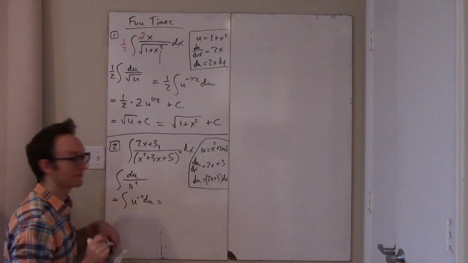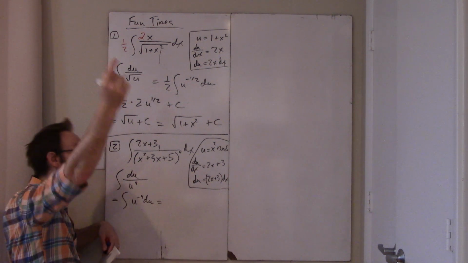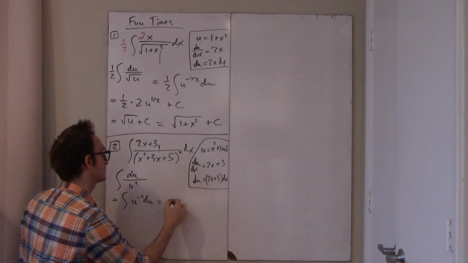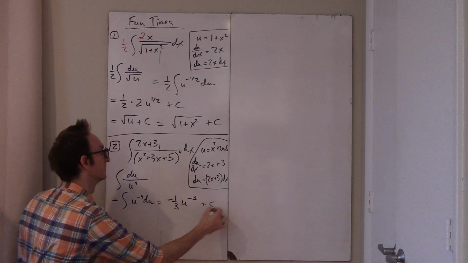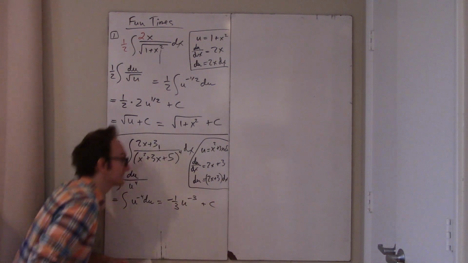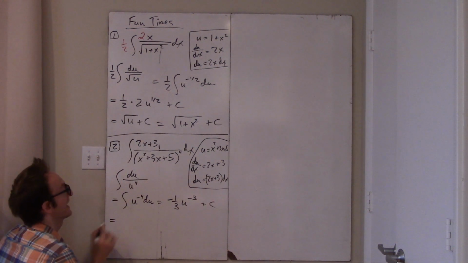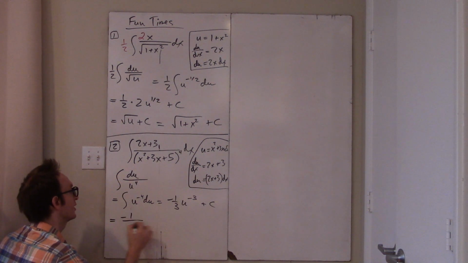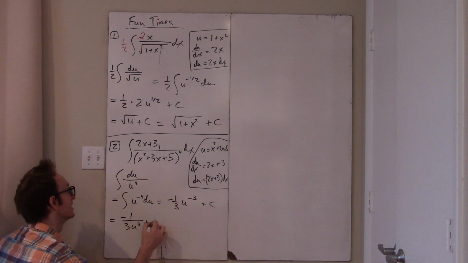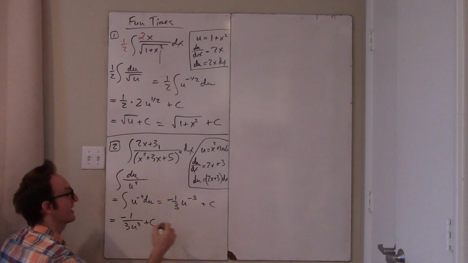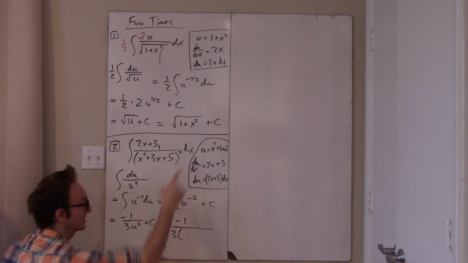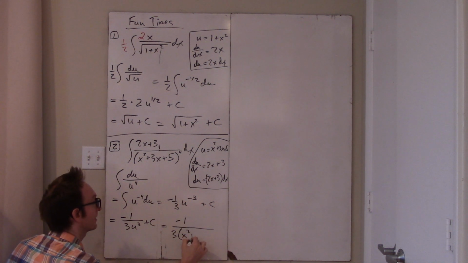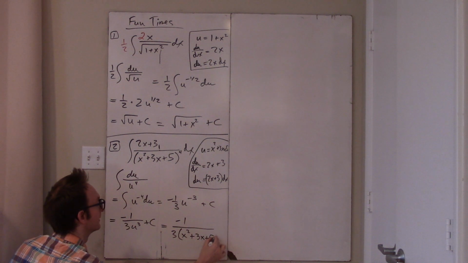And what's the antiderivative of u to the negative fourth? You go up a power to negative 3, and you divide by negative 3. So this is negative 1/3 u to the negative 3 plus c. That is just right. And so really, my answer is negative 1/3 u cubed plus c. And really, my answer is negative 1/3 times, because u, after all, was really just x squared plus 3x plus 5, cubed plus c.